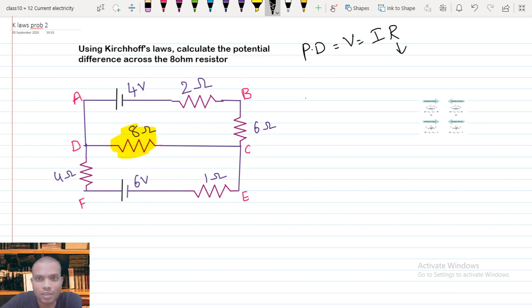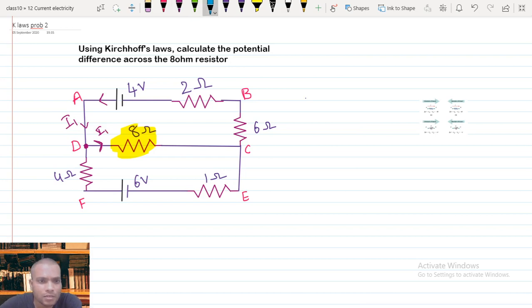Here I already know the resistance value, that is 8 ohm, so I need to find the current which is flowing through the 8 ohm resistance. First we need to find that current. Here two cells are given. Suppose I consider this is cell 1, and let me take this amount of current as I1 which is passing. This is a junction at D. The same current I1 is also entering the junction. So that is I1.